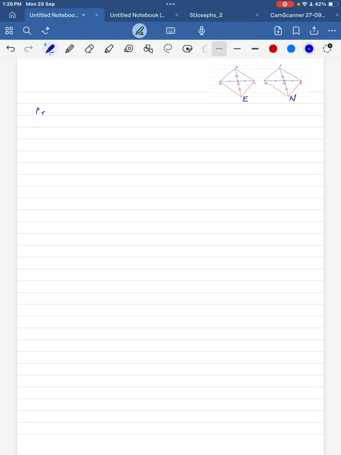Okay, so let's start with the proof now. We know that BD is equal to DC. It's given in the question. And we also know that AD is equal to DE by construction. Now if you notice, if BD equal to DC and AD equal to DE, then we can see that the diagonals AE and BC are getting bisected.